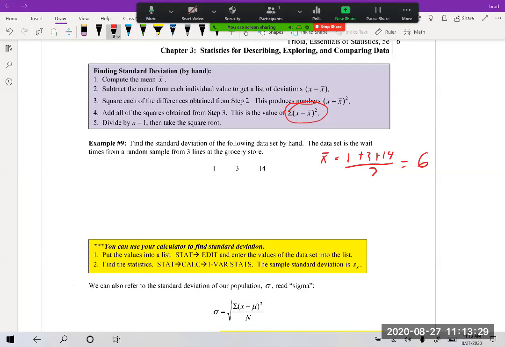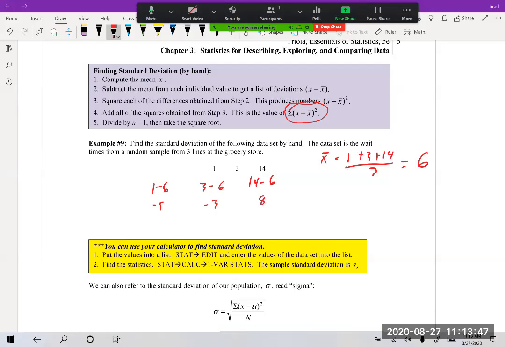Then it says, once you know X bar, subtract the mean from each value. So I'm going to do 1 minus 6, 3 minus 6, and 14 minus 6. Okay, that was step 2. So that gives me -5, -3, and 8.